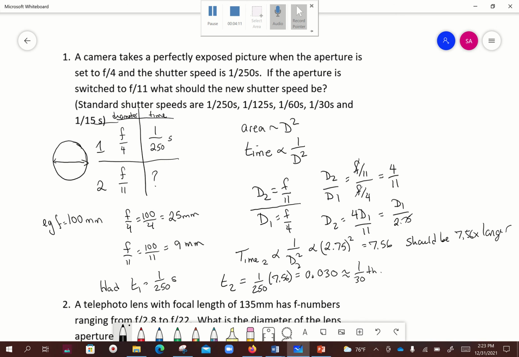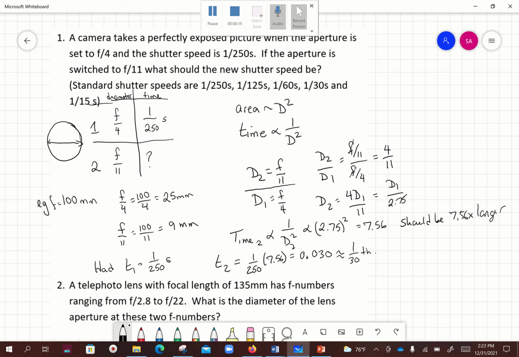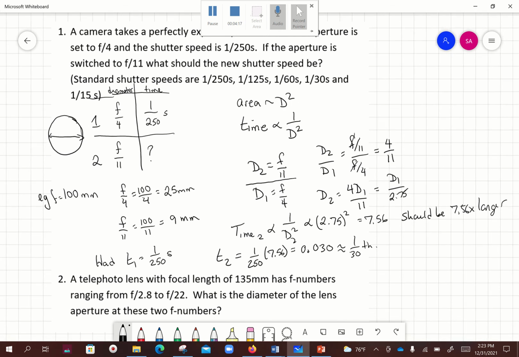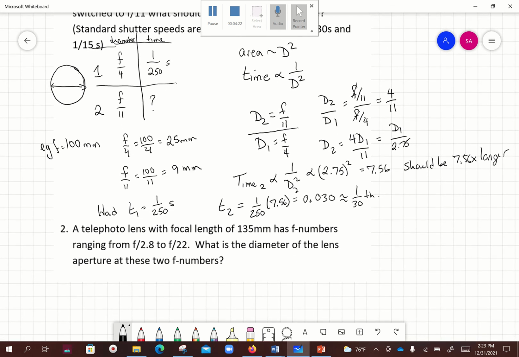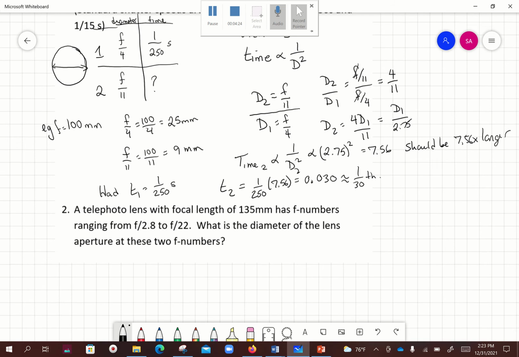So it's all a matter of ratios. You just need to think about it. You might do the math a different way, but you should come up with a shorter time for a wider opening and a longer time for a smaller opening.